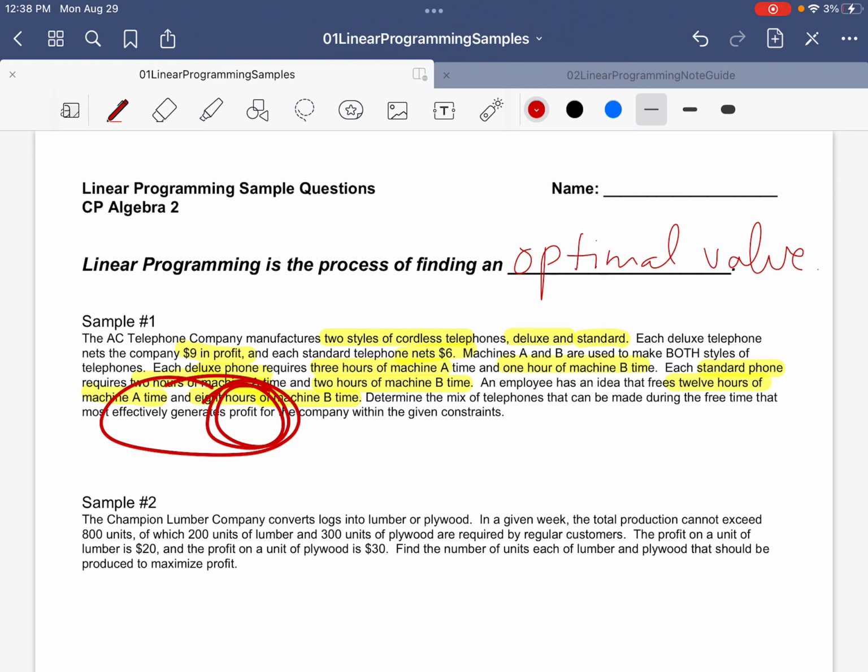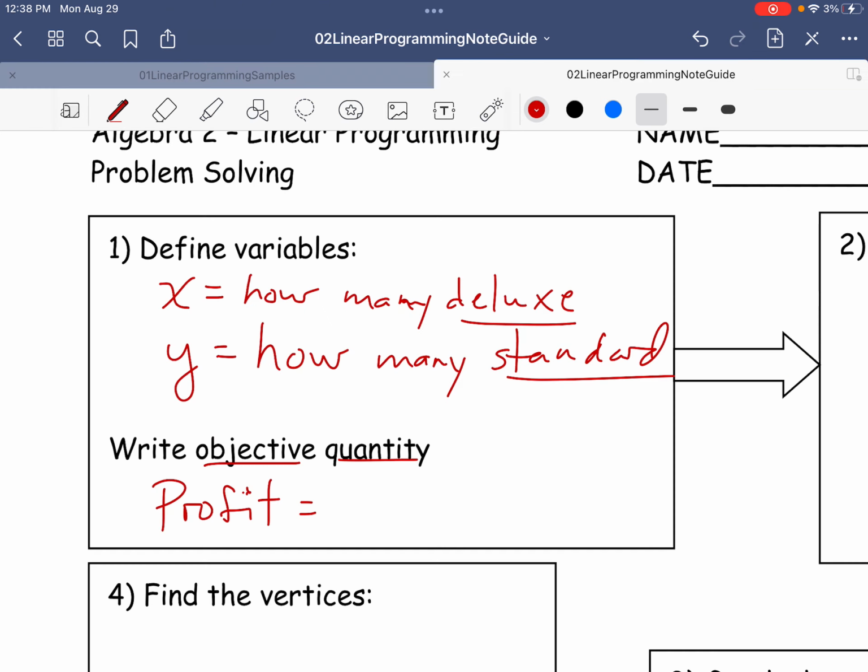You get $9 profit. You get $6 profit for each kind of phone. We're going to take those two numbers. We're going to use them.